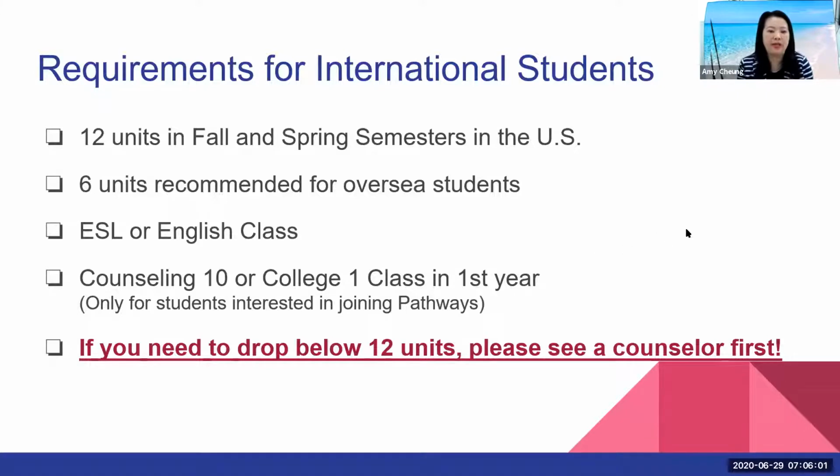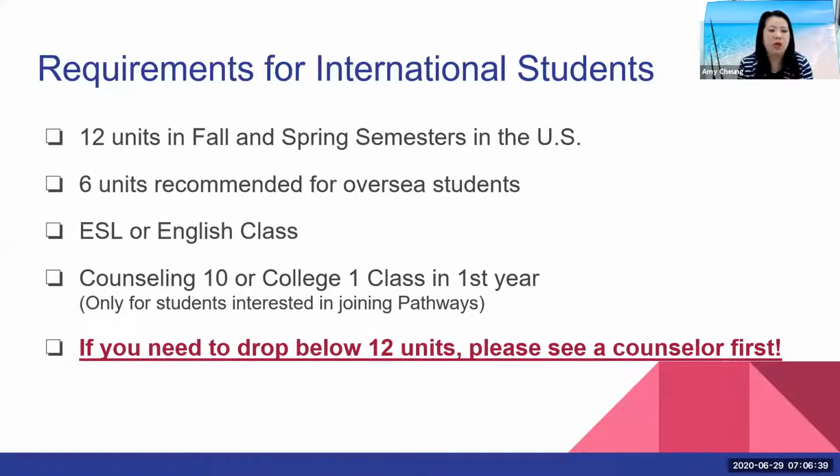And we would recommend that in your first year, so it's either fall semester or spring semester, that you take a Counting 10 course or a College 1 course. That's part of the requirement if you join Pathways, and we can explain a little bit about Pathways later on. So Counting 10 is basically a 1-unit course versus College 1 is a 3-unit course, and that's part of your 12 units, and it's an introduction to college course that we recommend that all new students take in the first year. So if you don't want to take it the first semester, then be sure to take it the second semester.